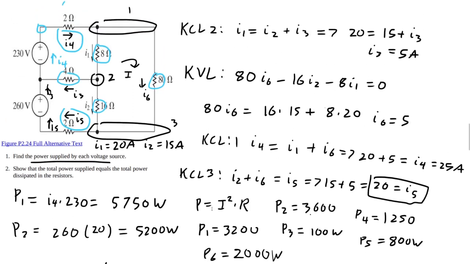Just a little bit of KCL got us a long way. And if we wanted to, we could calculate the voltages really easily because we already have the currents. We just use Ohm's law. We can find every voltage in the circuit real quickly.